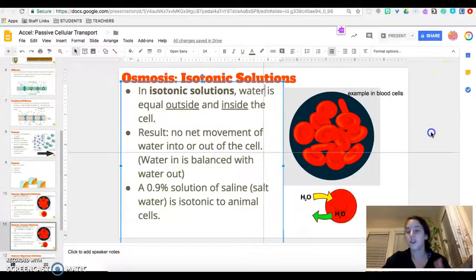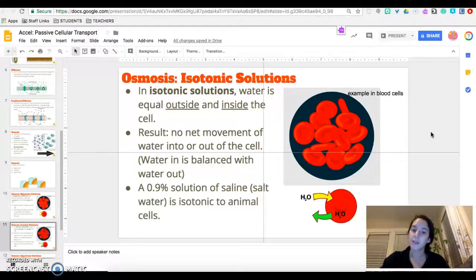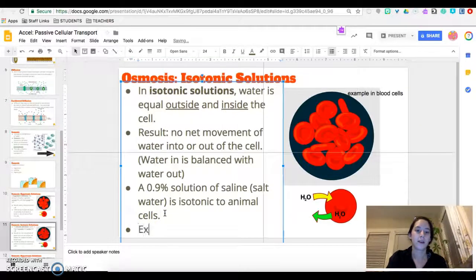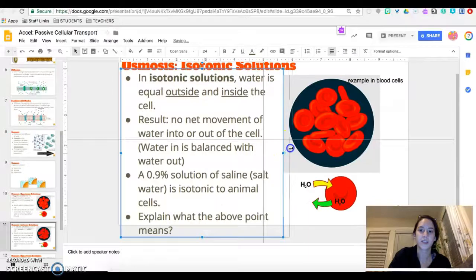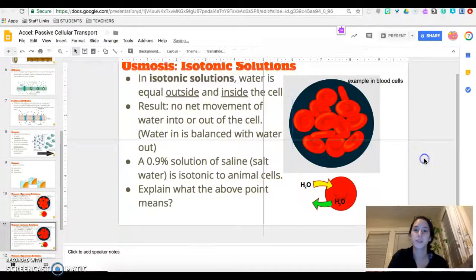And actually, just a little cool fun fact, a 0.9% solution of saline, so salt water, is actually isotonic to animal cells. So what does that mean about our blood? Just think about that. We're going to talk about that. So I guess I'll put that a little bit down here. Explain what the above point means. So kind of an interesting thing. Just want you to think about it because it's pretty interesting, that 0.9%. And we'll talk about it tomorrow.